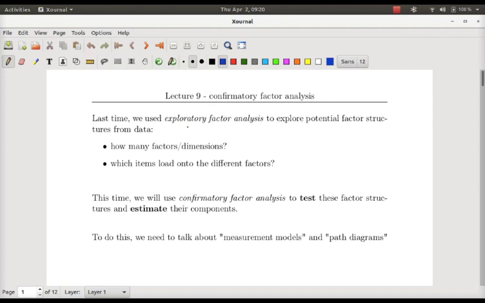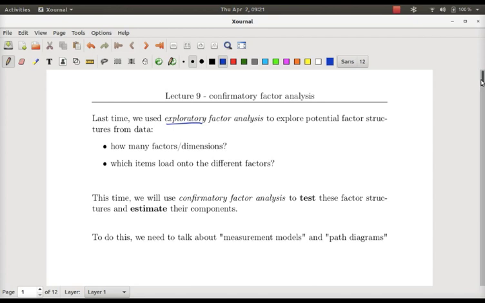Well, last time you'll recall that we used exploratory factor analysis to explore potential factor structures from data. So what does that mean? Well, that means that we looked at a collection of items and some observations on those test items, and we essentially reduced all of that variability into factors or dimensions. And we used exploratory factor analysis to talk about how many factors or dimensions are required to describe that data and which items load onto these different factors. So which items cause the variation in these dimensions or these factors. So that's all last time.